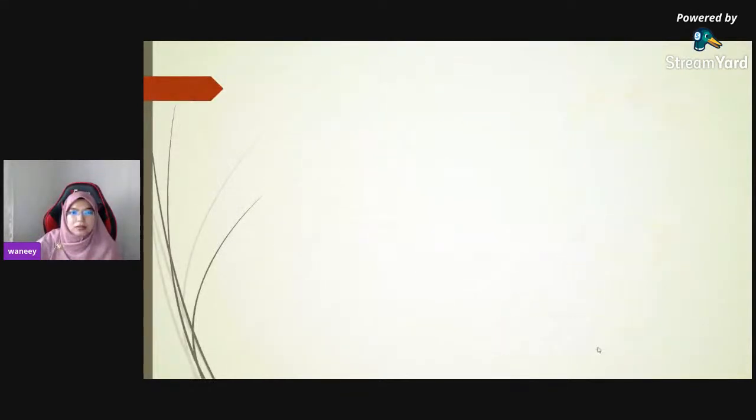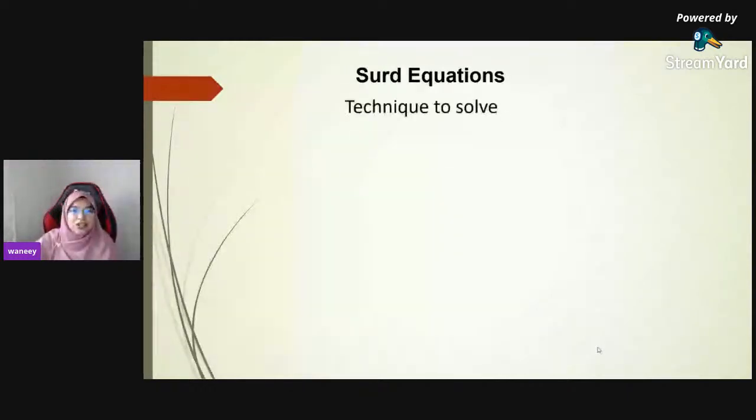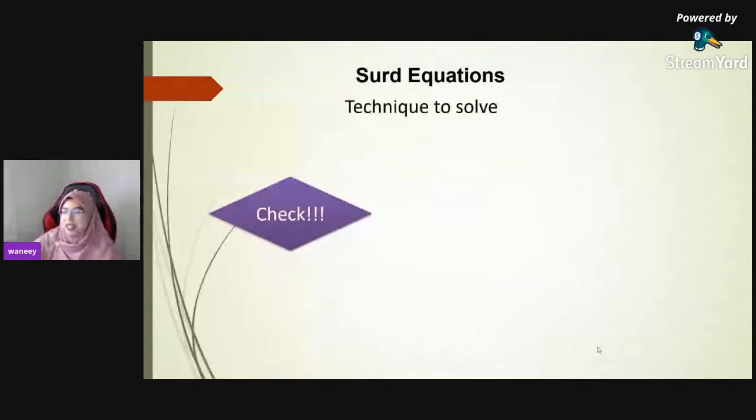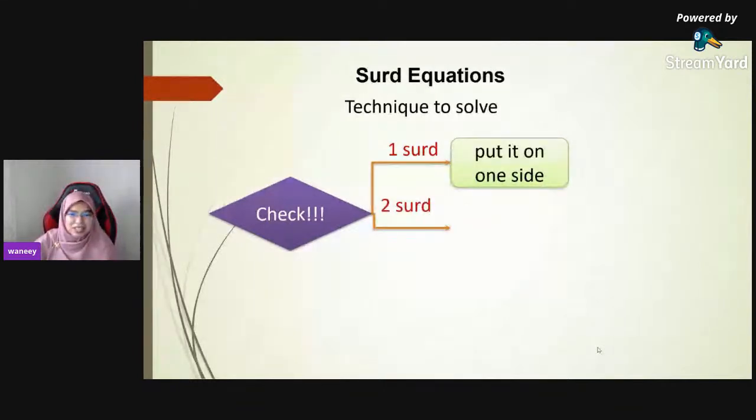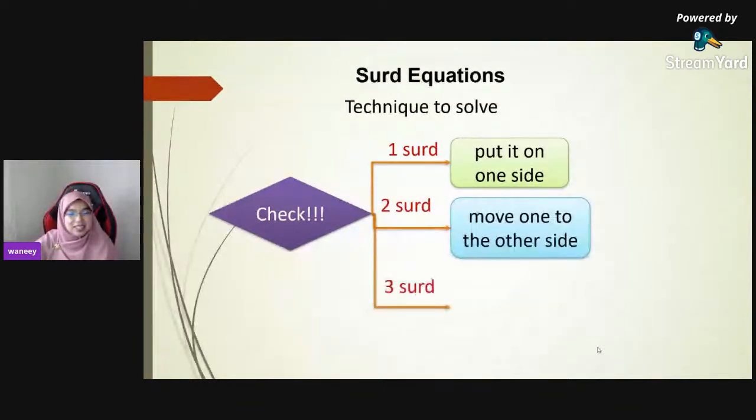Next. Okay, so this is for the third equation. So done with the indices. So now it is set. Okay, so technique to solve. Firstly, we have to check in our set, how many set do we have in our equation? It might be one set, it might be two set, it might be three set.